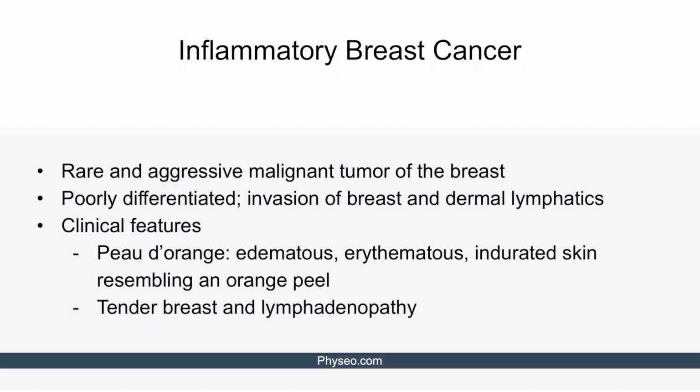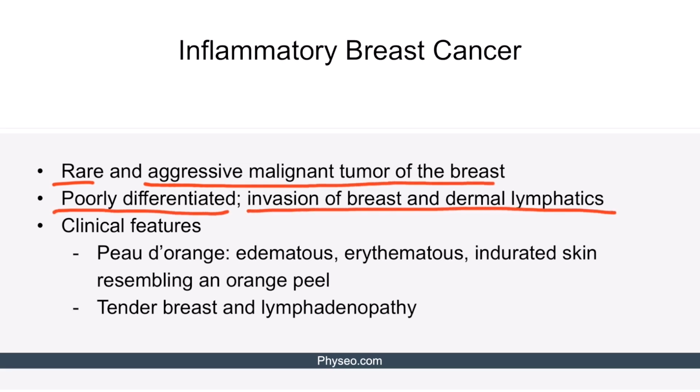Finally, let's discuss inflammatory breast cancer. This is a rare and very aggressive malignant tumor of the breast. It's poorly differentiated and invades the breast and dermal lymphatics.